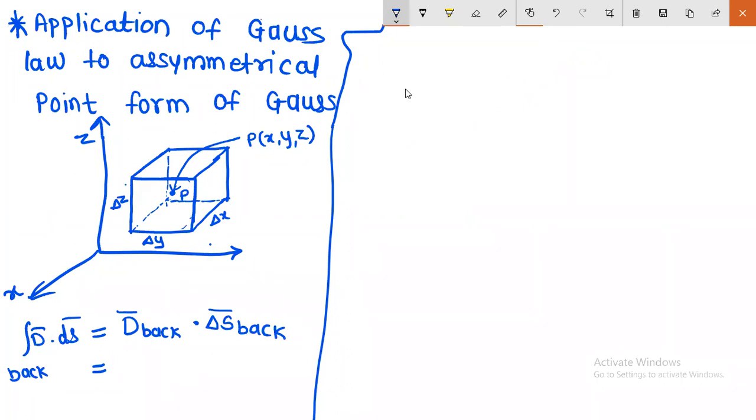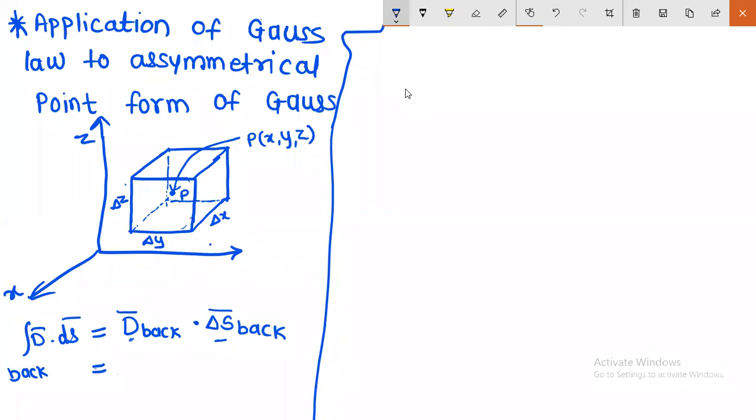So here for this D bar, just wait. Actually for D bar back, we have to take a minute. When we are considering the surface, yes, okay, just a minute.